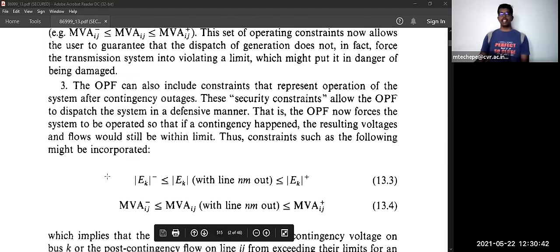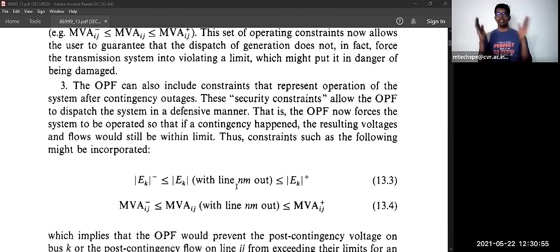So these constraints are like voltage constraints: Ei minus less than or Ei. If you take the line N M, the 5 kilometer line I mentioned, with some outage due to some fault, we check whether it is falling within that limit or not. Also, how much the voltage is reduced with the outage, that also we are able to calculate.